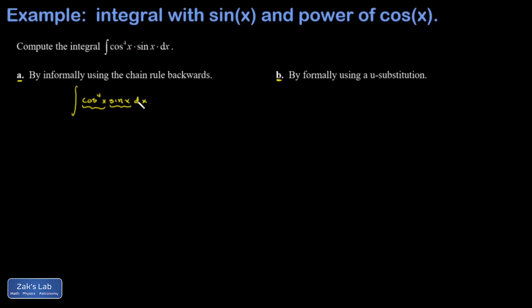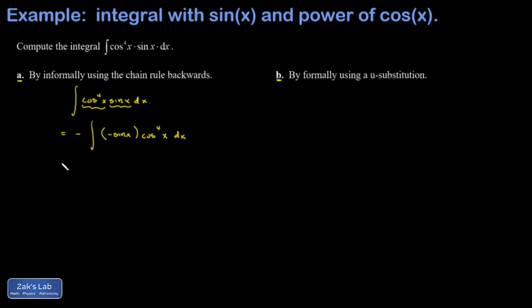Now there's some adjustments that have to be made because the derivative of cosine is not exactly sine x, it's negative sine x. So I rewrite the integral by multiplying the inside and the outside by -1. And now I've got a power of the cosine sitting right next to the derivative of the cosine.